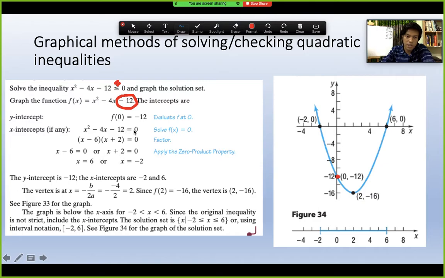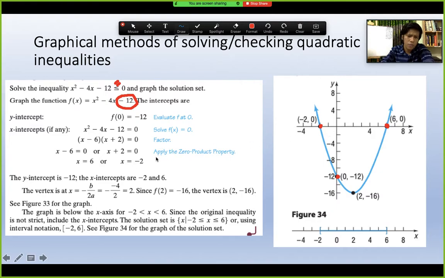So we consider that this equals 0, and then we do the factoring. So two factors from here, x minus 6 and x plus 2. That means if it is x minus 6, plus 6 will be one x-intercept, and if it is x plus 2, minus 2 will be the other x-intercept. So we already know the y-intercept, and the x-intercepts are minus 2 and plus 6.